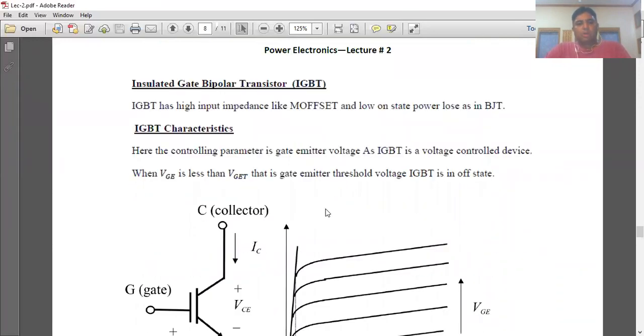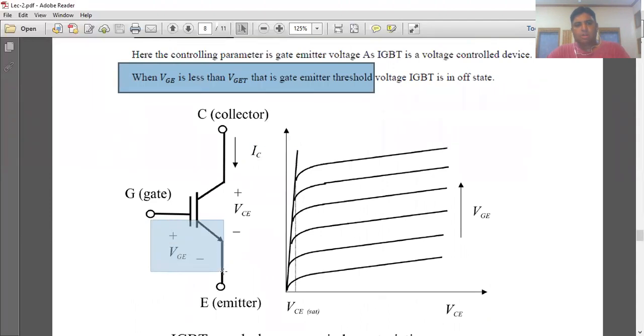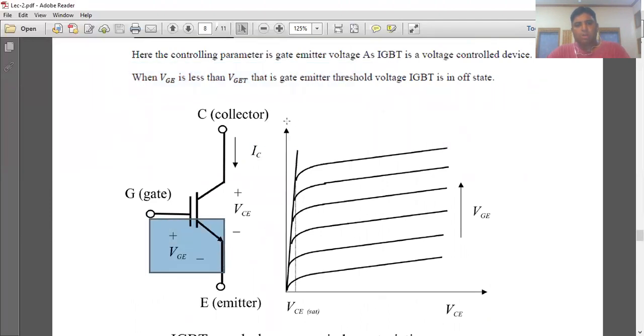What are IGBT characteristics? Here are controlling parameters: gate emitter voltage, as IGBT is a voltage control device just like a MOSFET. When VGE, gate emitter voltage, is less than VGET, what is VGET? VGET is gate emitter threshold. When VGE is less than its threshold value, IGBT will be in off state.